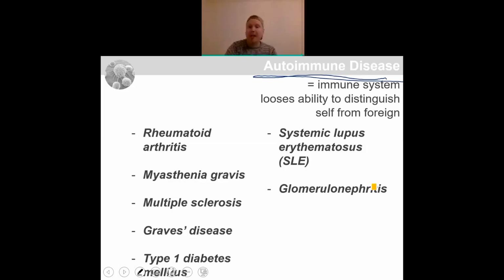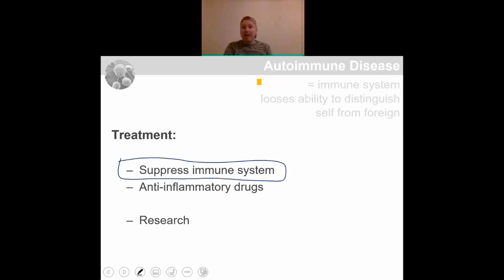We have certain autoimmune diseases where your immune system attacks your normal body. It thinks that you, yourself, the parts of you, are a threat to your body. So it's no longer able to separate yourself from a pathogen. I've listed a bunch of those there: rheumatoid arthritis, myasthenia gravis, MS, Graves' disease, type 1 diabetes, lupus, and then kidney issues. So those are examples of when your body is no longer able to tell itself from a pathogen. And how do we treat them?